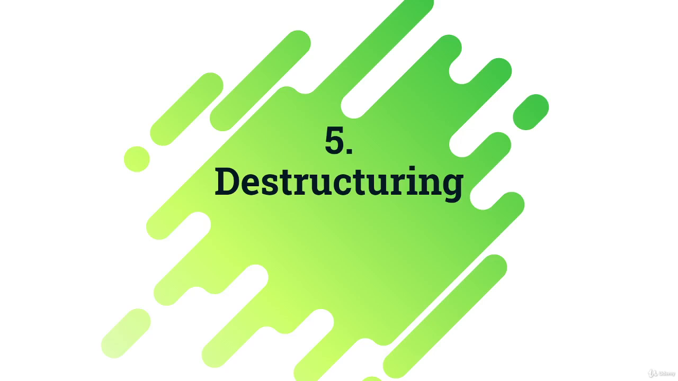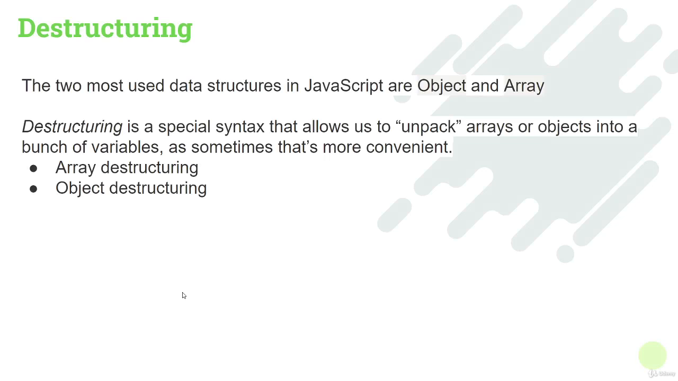In this topic, we'll talk about destructuring. The two most commonly used data structures we have seen are the object and the array, and destructuring is a special syntax that allows us to unpack an array or an object into a bunch of variables, as sometimes that's more convenient. Without destructuring you can still work, but this is a shorthand notation, I would say, and you will see it in LWC a lot. That's why I bring up this topic.